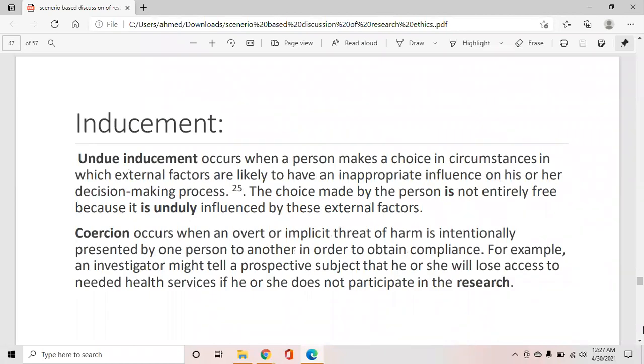Undue inducement occurs when a person makes a choice in circumstances in which external factors are likely to have an inappropriate influence on his or her decision making process. The choice made by the person is not entirely free because it is unduly influenced by these external factors. And coercion. Coercion occurs when an overt or implicit threat of harm is intentionally presented by one person to another in order to obtain compliance. For example, an investigator might tell a prospective subject that he or she will lose access to needed health services if he or she does not participate in the research process.